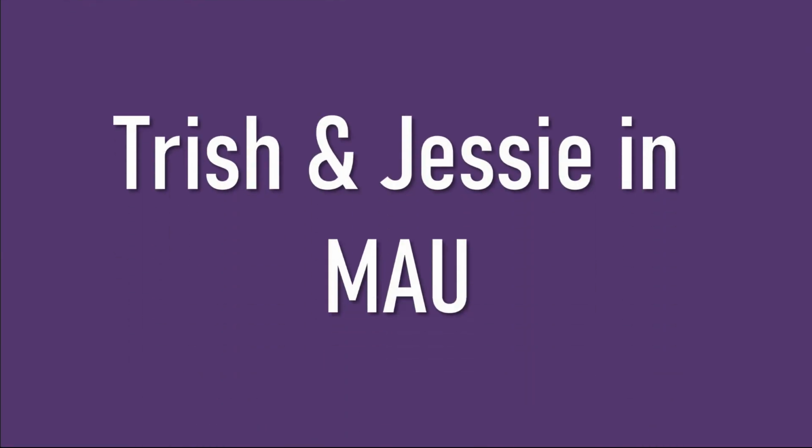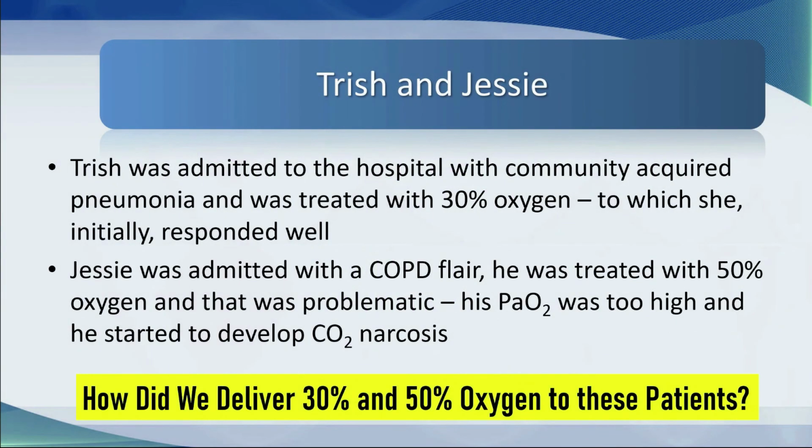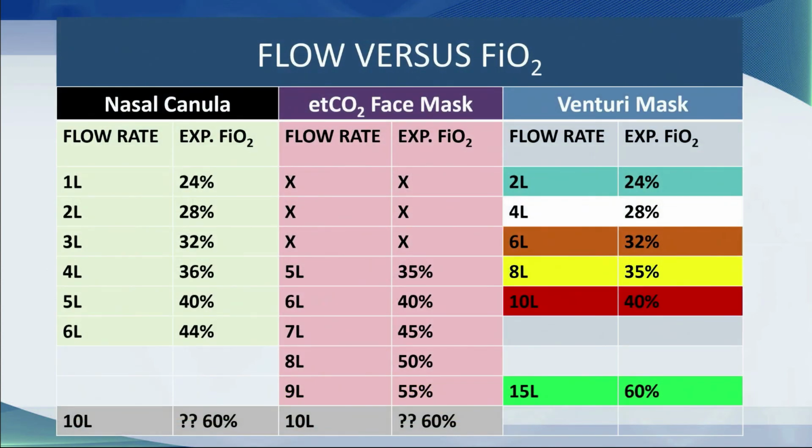Let's revisit Trish and Jesse in the medical assessment unit. You remember Trish has community-acquired pneumonia and Jesse had a COPD flare. And we were told that Trish received 30% oxygen and Jesse 50%. And I did pose the question, how do you deliver 30 and 50% oxygen? And here's the strange rub of it.